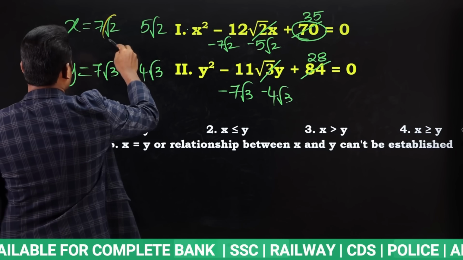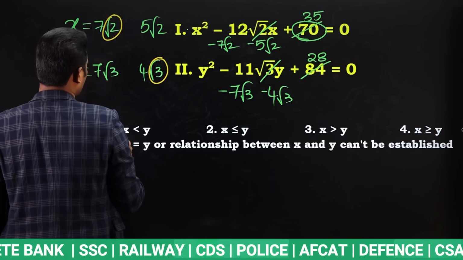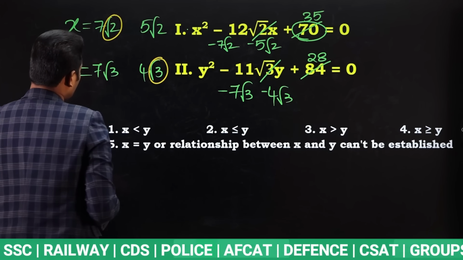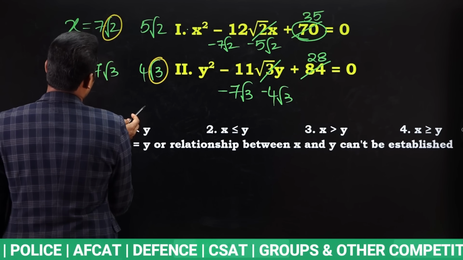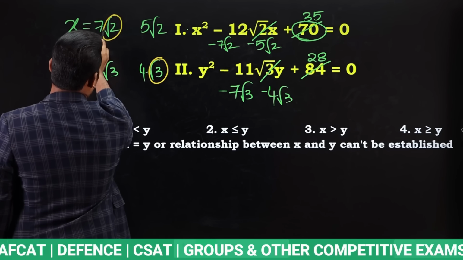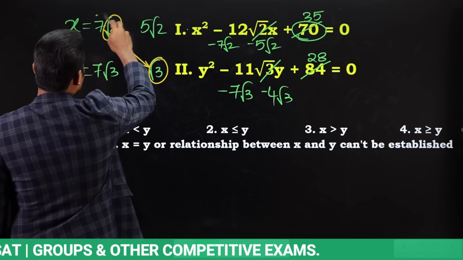Now if you observe here, this is root 2. This is root 3. Yes or no? Now when you simplify this and compare these two values, obviously this value will be more.